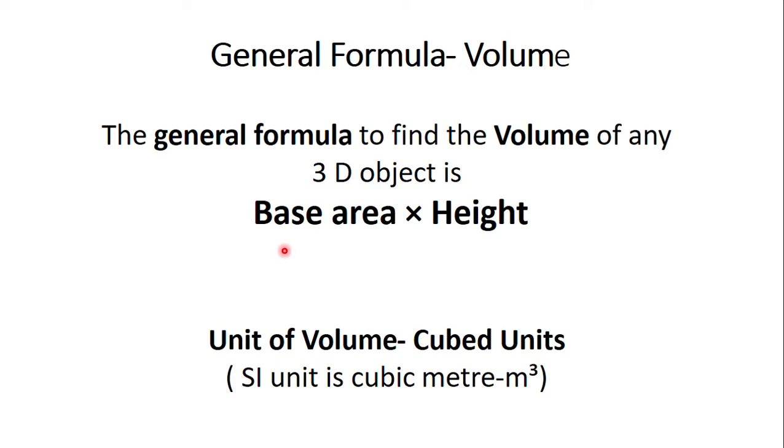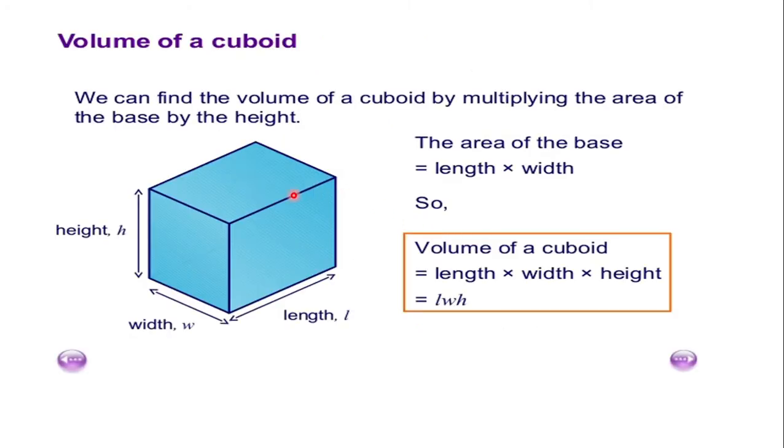So what is the general formula of volume? It is the base area into its height. Now let us consider a cuboid where the base is a rectangle. The base area is length into breadth, and then the extended height is also multiplied to get its volume. So the volume of this cuboid is length into breadth into height, which can be read as LBH, or length into width into height, which is LWH or LBH.